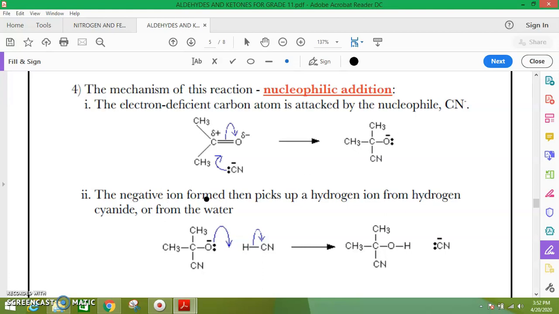And this negative ion formed then picks up a hydrogen ion from hydrogen cyanide. Now in step 2 what will happen? This negative ion attacks on this hydrogen. It will pick up the proton or hydrogen from hydrogen cyanide, and we will get OH. The rest of the things will remain the same as step 1, but here this oxygen is attached with hydrogen. That's why you can call it here 2-hydroxy, 2-methyl, 1, 2, 3 carbon propane nitrile.